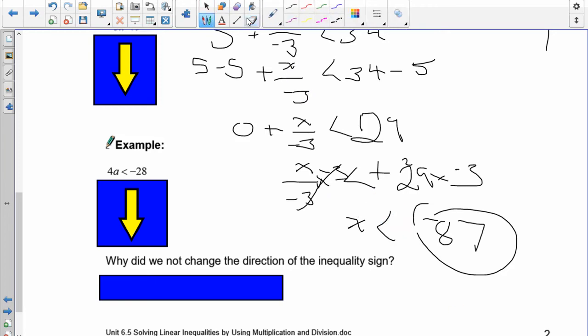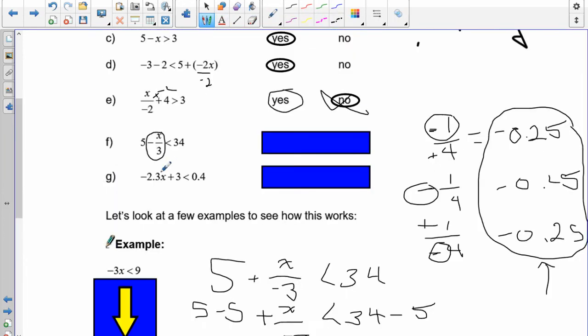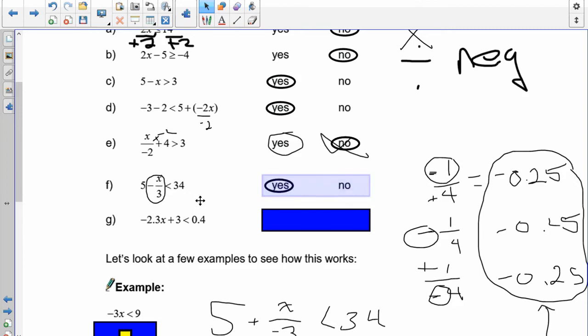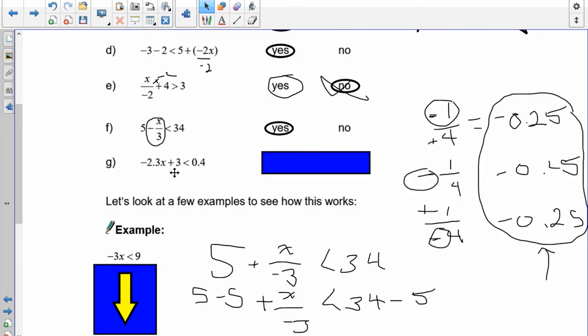Oops, I just did it the same way. So when you look up at our question here, do you change the direction of the sign? And the answer to that is, yes, you do. Okay, add 3 to both sides. This becomes 3.4. Then to get rid of the negative 2.3, I've got to divide by a negative 2.3. Now, the moment I divide by a negative, that means I have to change the sign.